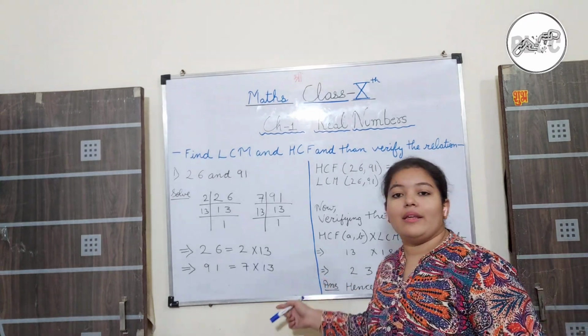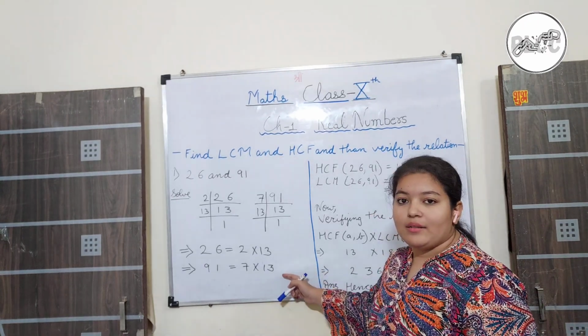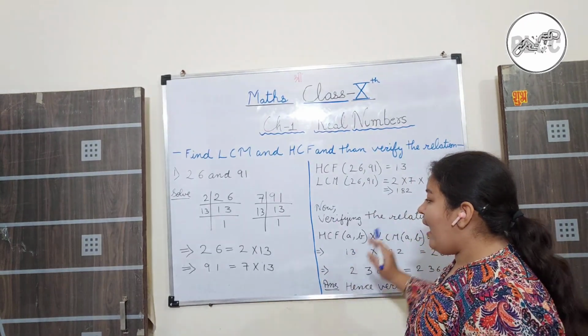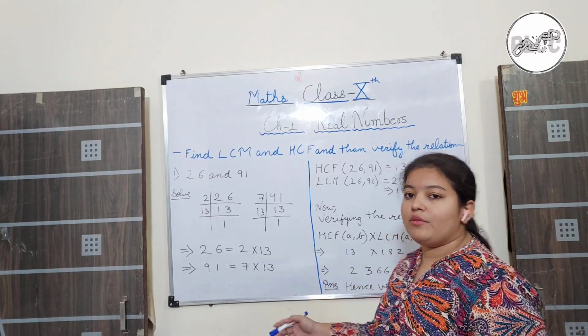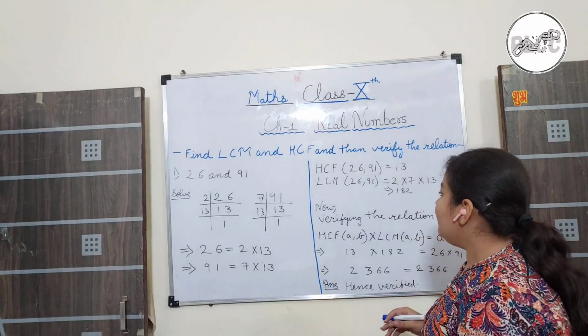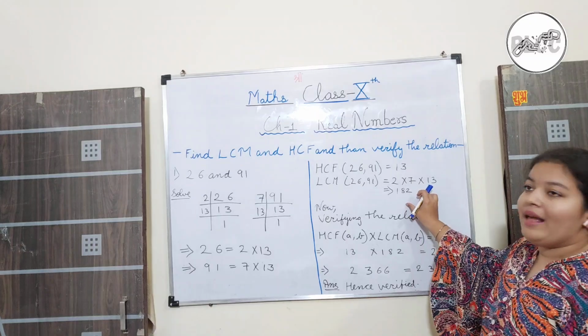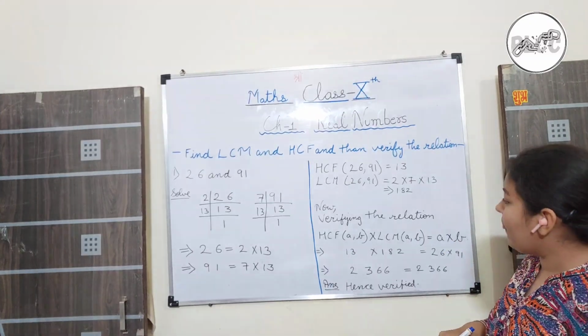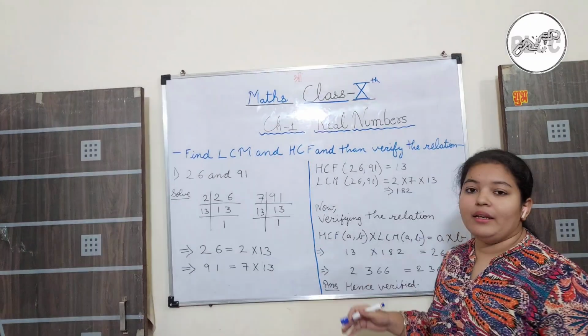The numbers taken as common, so we have taken 13 as common, so we'll multiply it with that. And if 3 was also common, we'll write 3. I hope I'm clear. Then we'll take the product and here's our LCM and HCF. Then we'll verify the relation.